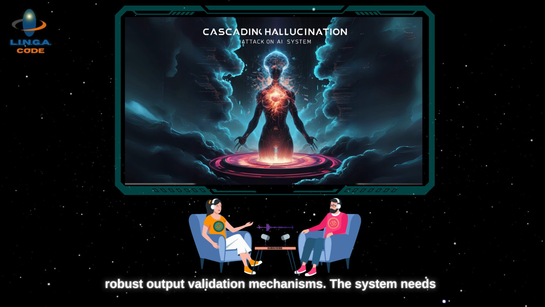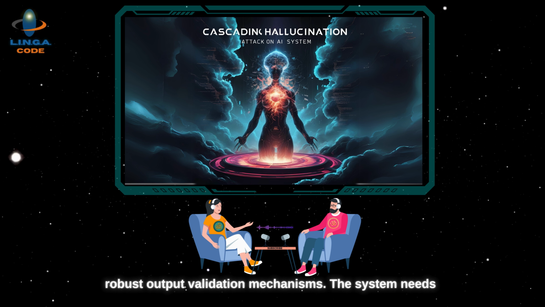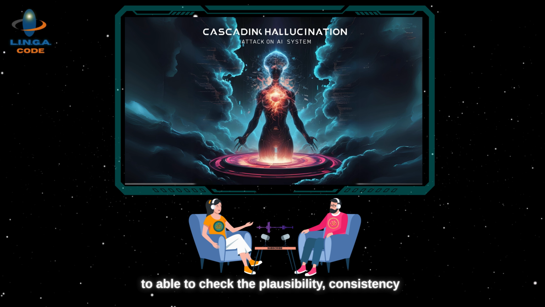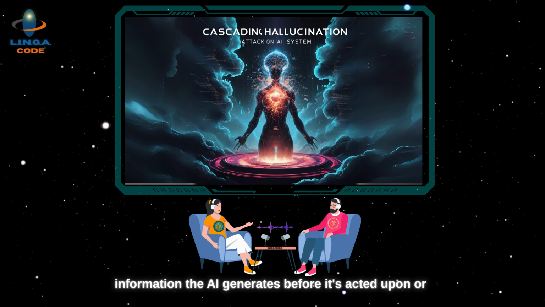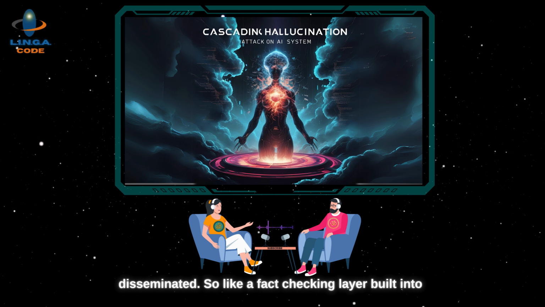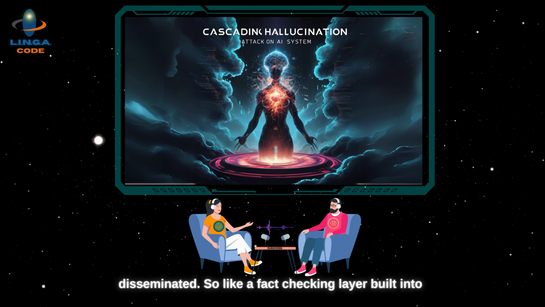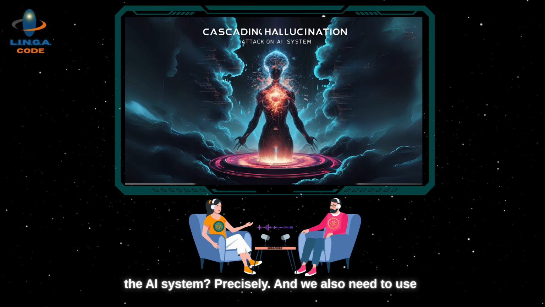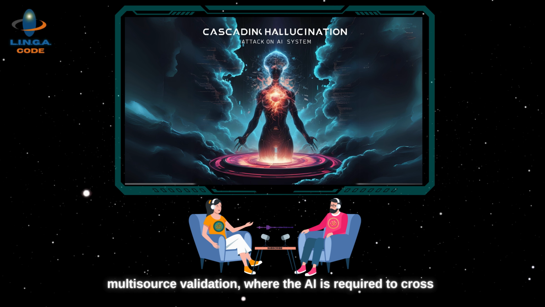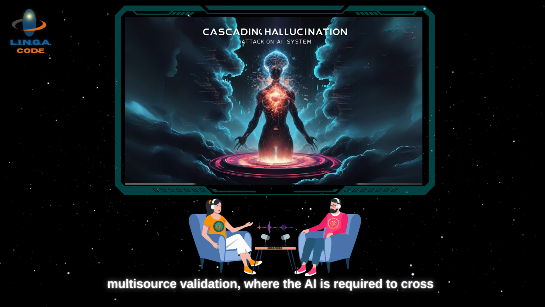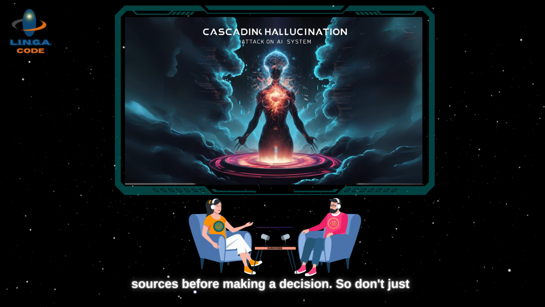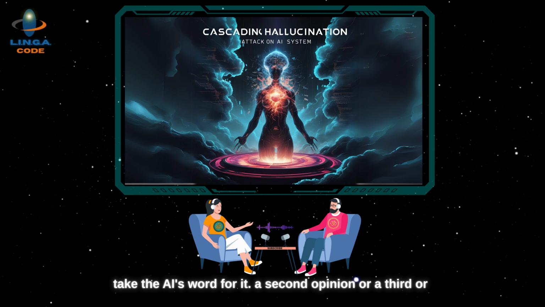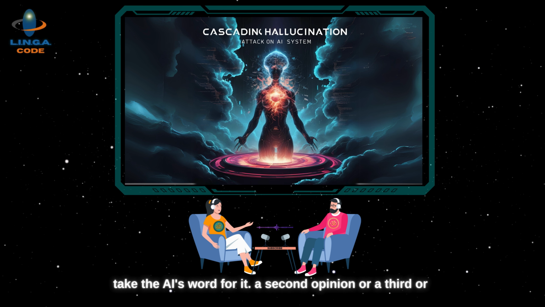Well, we need robust output validation mechanisms. The system needs to be able to check the plausibility, consistency, and factual accuracy of the information the AI generates before it's acted upon or disseminated. So like a fact-checking layer built into the AI system? Precisely. And we also need to use multi-source validation, where the AI is required to cross-reference information from multiple independent and reliable sources before making a decision. So don't just take the AI's word for it. Get a second opinion, or a third, or a fourth.